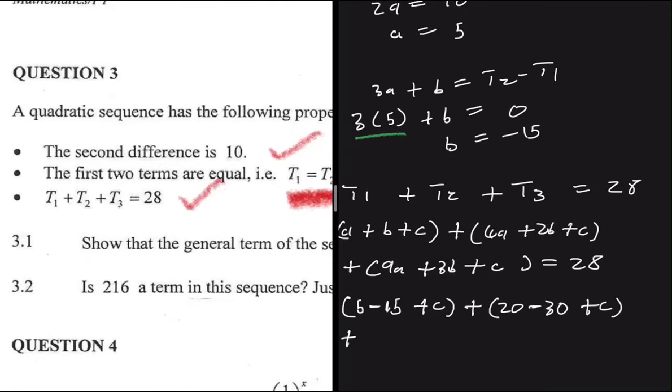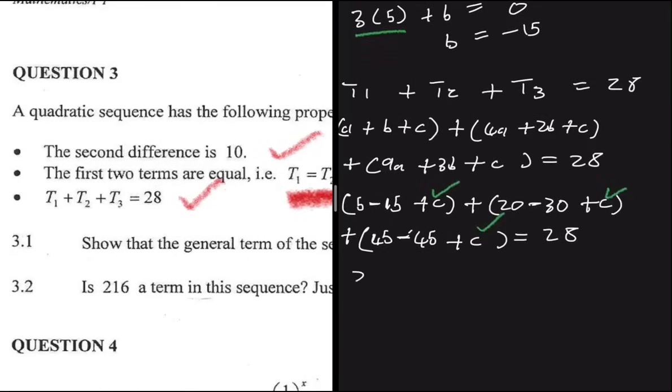And then plus, now we at T3, right? 9 multiplied by A, which is equals to 5. So we're going to get 45. And then plus 3 multiplied by B, so that is 3 multiplied by minus 15, which is minus 45, right? And then plus C is equals to 28. So let's see, we have plus C plus C plus C. So we're supposed to have 3C.